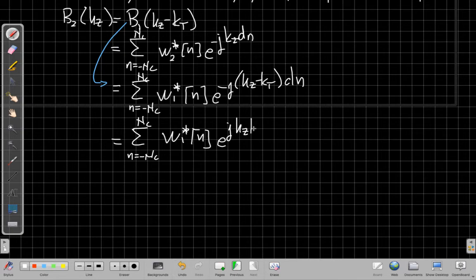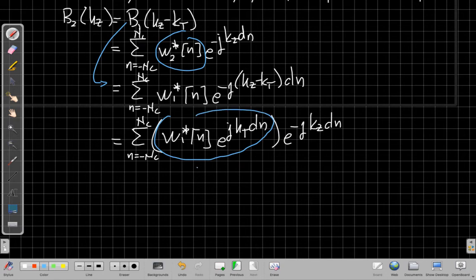kt dn. The two minuses cancel, leaving a plus. We're going to take this whole thing together, and then we'd still have the usual kz dn exponent up here. And so basically we can set these two equal. We can say this W2 star has to be this term here. This is my W2 star of n.